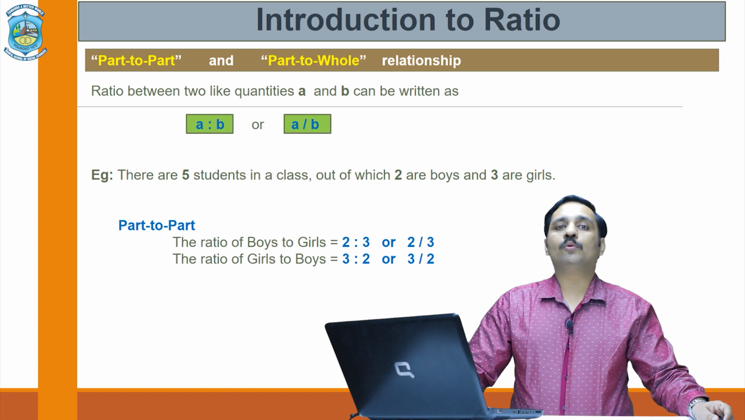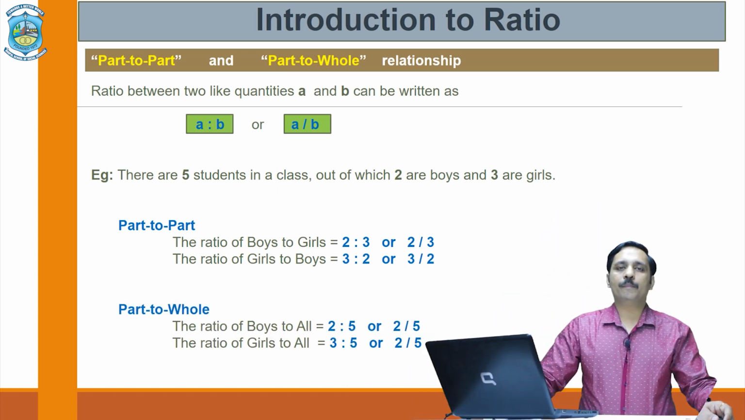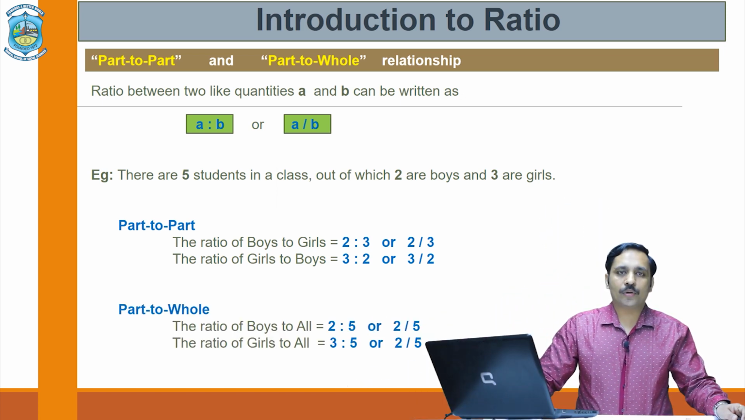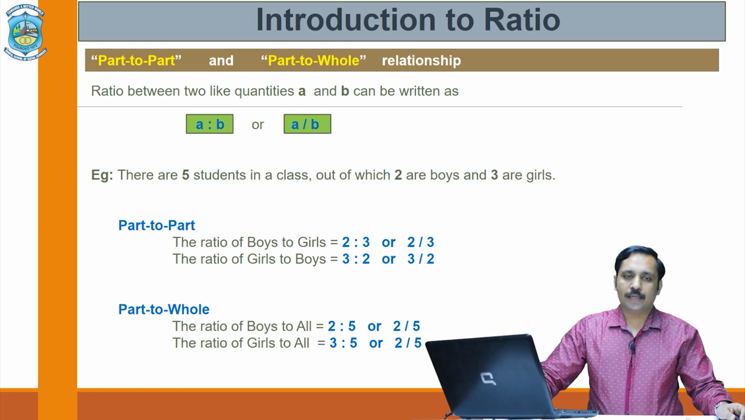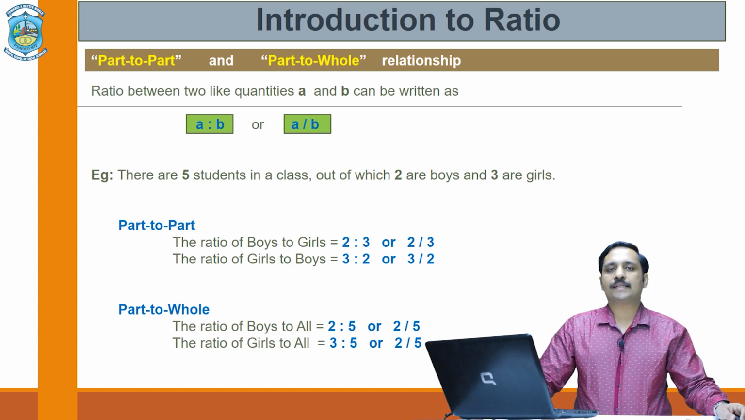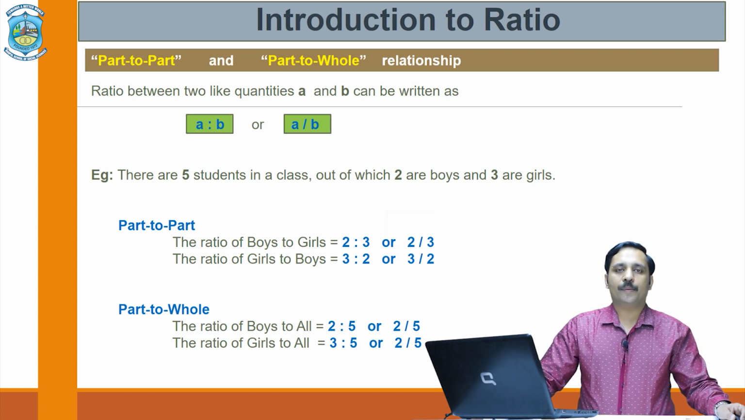Now we see part to whole relationship. Part to whole means the ratio of a single quantity with respect to the whole number of quantities. Here the ratio of boys to all students of the class is 2:5, as we have 2 boys in a class of 5 students, or I can write it as 2/5. Similarly, the ratio of girls to all students in a class can be represented as 3:5, that is 3/5.